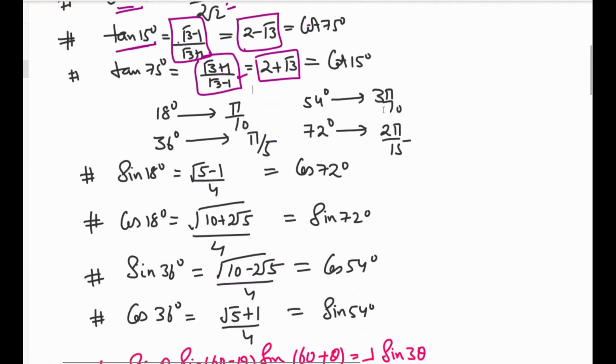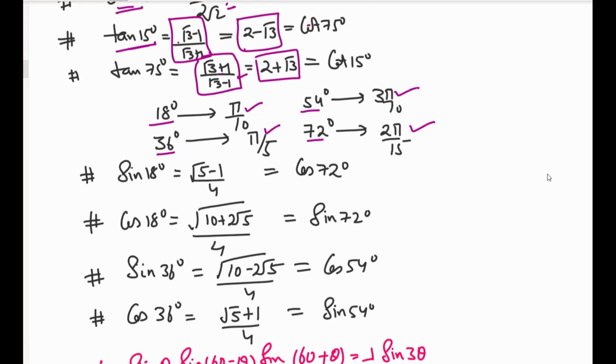A few more values you have to keep in mind. First of all, 18 degree is equal to pi by 10 radian. 36 is 2 into 18, therefore 36 is 2 into pi by 10, which is pi by 5. 54 degree is 3 into 18, therefore this is 3 pi by 10, and 72 is 2 into 36, this is 2 pi by 5. This is how you can learn the radian values.